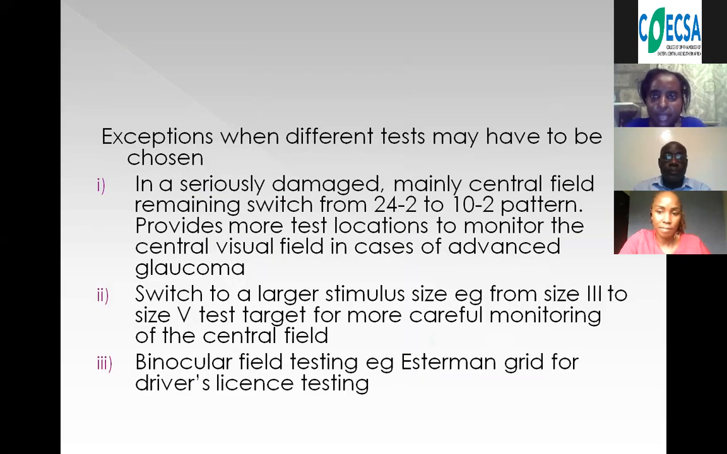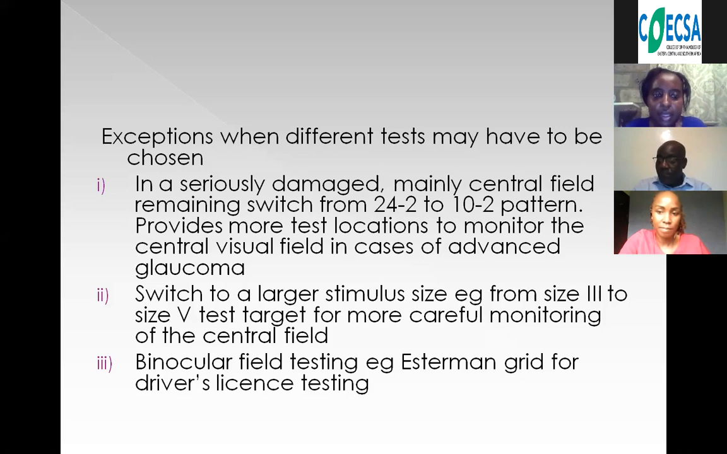So the exceptions to the strategy that we use when doing visual fields: if it's a serious field loss, we normally switch from the 24-2 to the 10-2 so that it can provide more test locations to monitor the central field. The other time you would change is when you need to switch to a larger stimulus, like from size 3 to size 5. If it's a very advanced case and the patient cannot see with a size 3, you may just have to switch to size 5 and continue with the size 5.